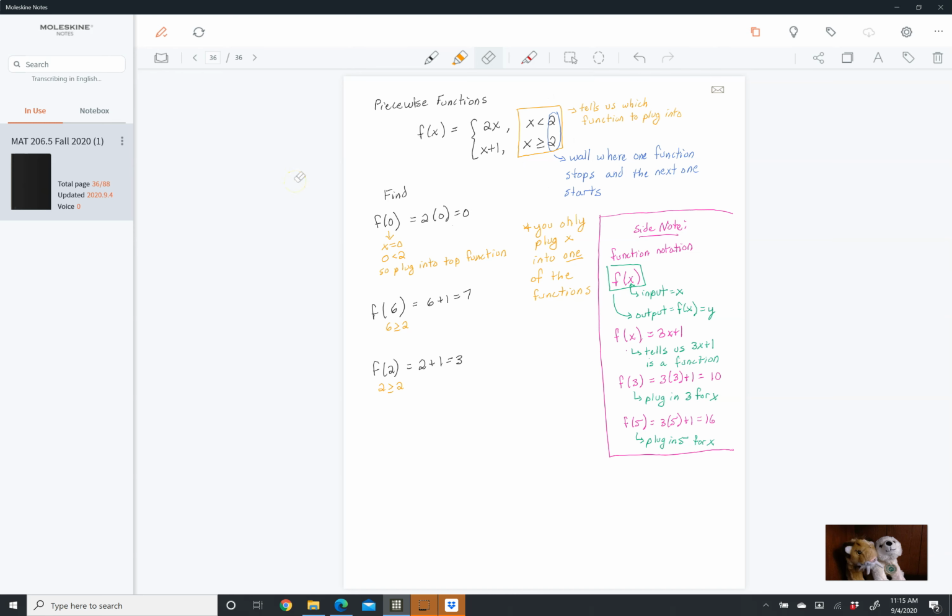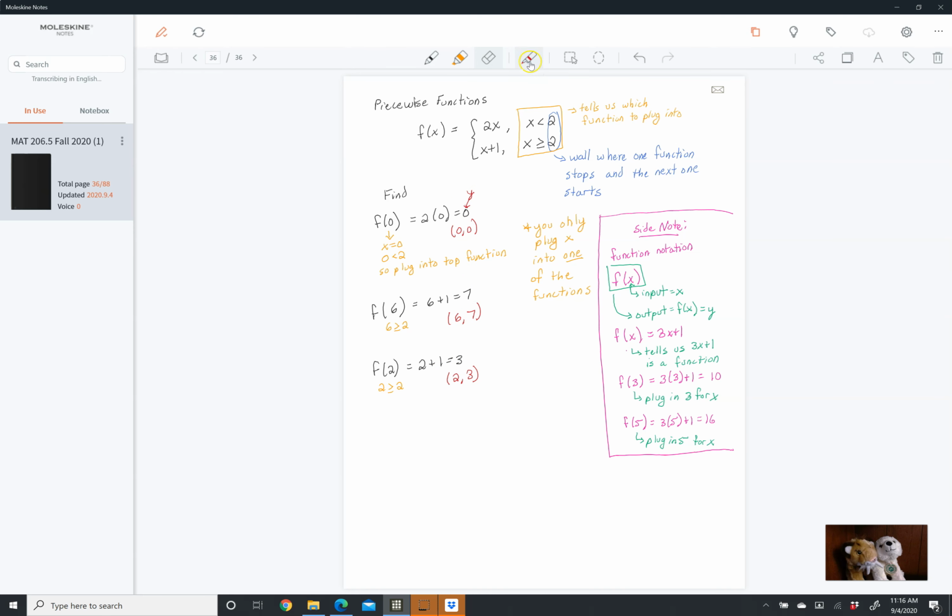The point 0, 0. Remember, this is our x, this is our y. F of 0 is our y. This point, the x was 6, the y that we got was 7. It gives us a point. Here, the x was 2, and the y that we got was 3. So we got the 2 from here. This is our x, right? X equals 0, x equals 6, x equals 2. The result is the y.